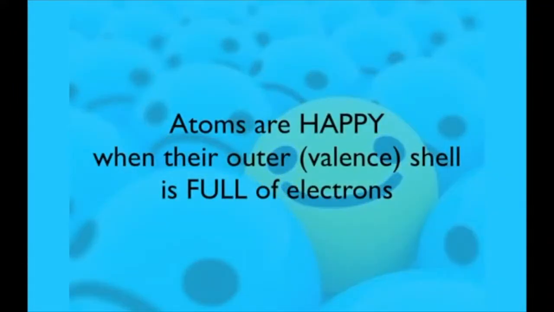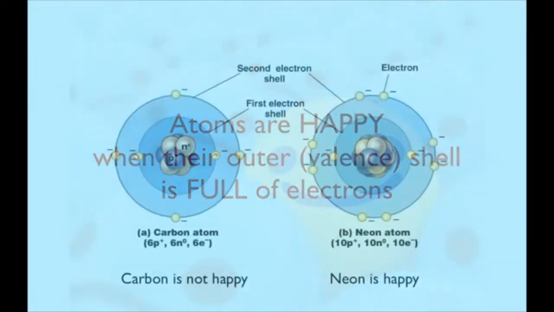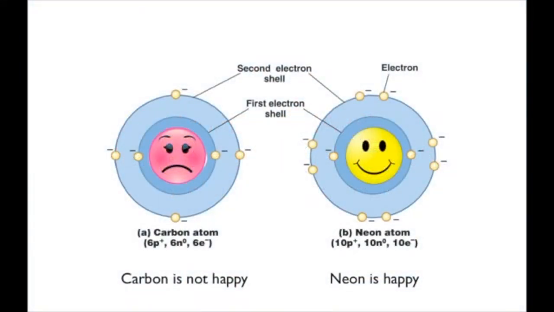We're going to focus on happiness. What you got to remember is that atoms are happy when their outer shell is full of electrons. The outer shell turns out to be so important, we actually give it a name. We call it the valence shell. So we're going to talk about how they get to be happy right now. As we go through this, we're going to see that carbon is not happy by itself, whereas neon is. We're going to see why.